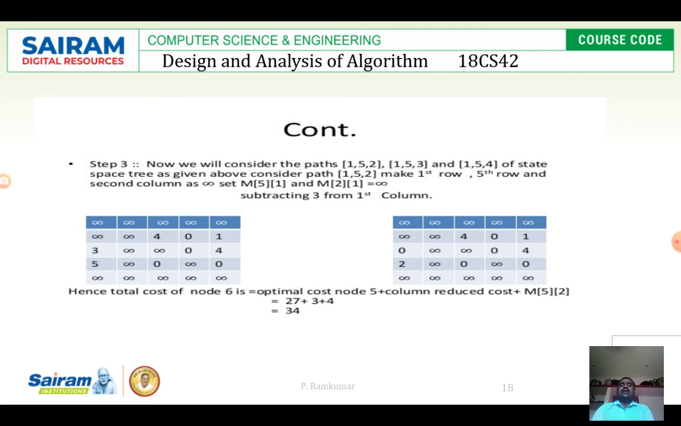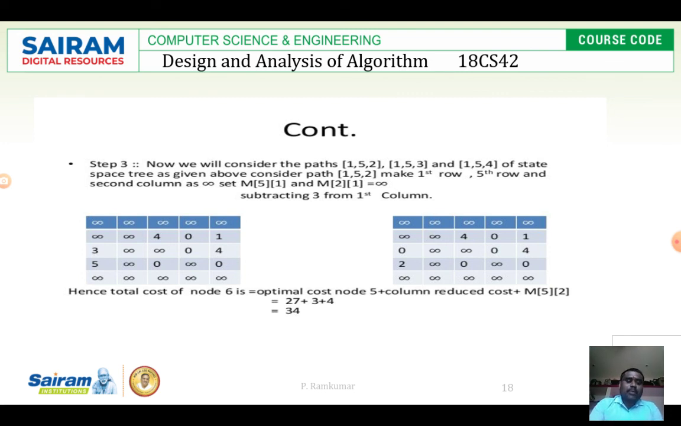So now when we look into this, 1,5,2 as well as 1,5,3 and 1,5,4 of the state space tree will be given, and for path 1,5,2 the first row, fifth row and second column will be infinity. So M of 5,1 and M of 2,1 will be infinity. So here we have to subtract 3 from the first column.